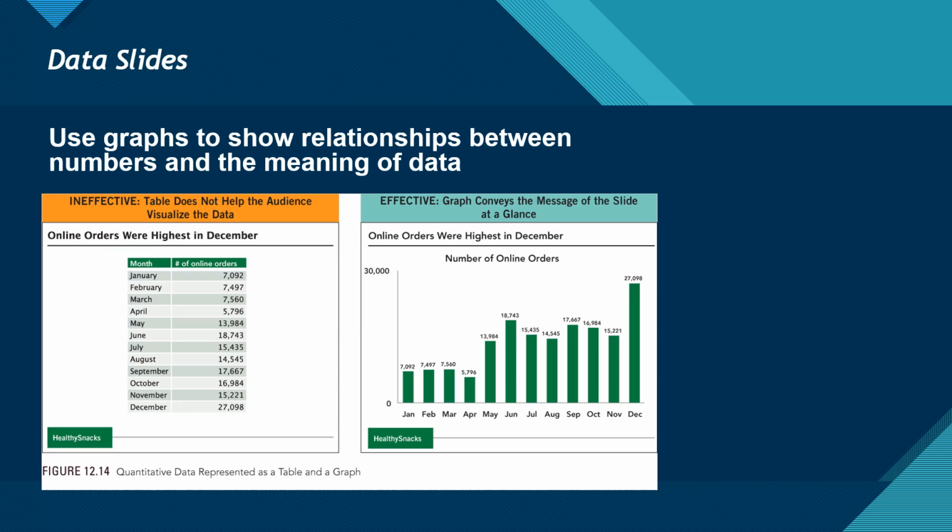We use graphs to show relationships between numbers and the meaning of data. Here, we see quantitative data represented as a table and in a graph. The table is ineffective because it doesn't help the audience visualize the data. The graph, however, is more effective because it conveys the message of the slide at a glance.